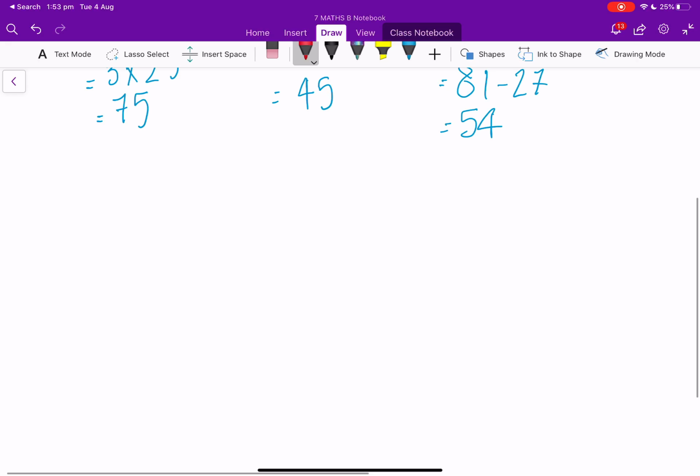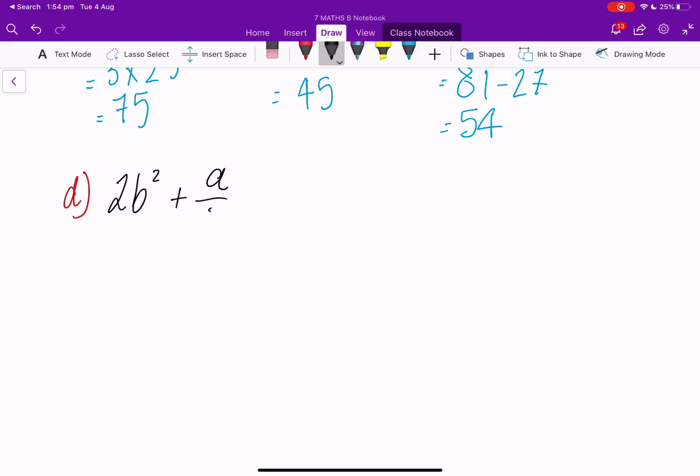So the next question is 2B squared plus A over 3 take 2C. Now there's a little bit more going on in this one. Okay, so we've got 3 of our pronumerals. The first step, I want you to substitute. So we're going to go and see which numbers we need to substitute in, and then we're going to work it out.